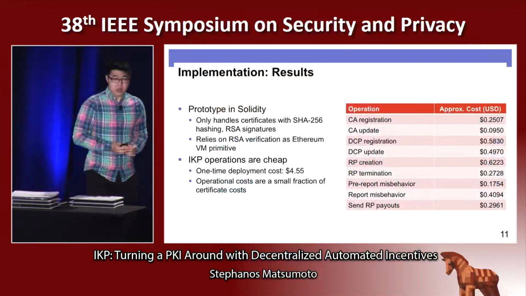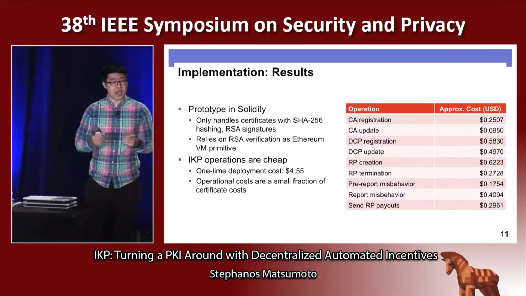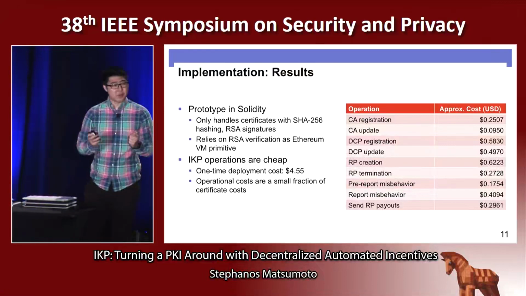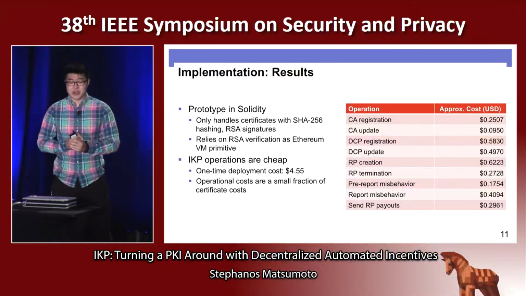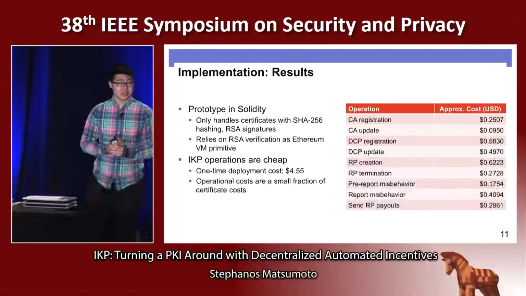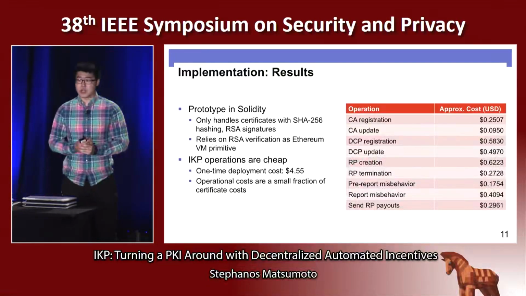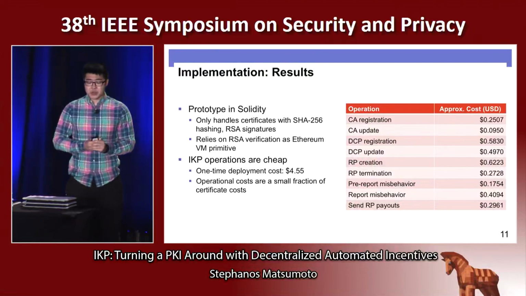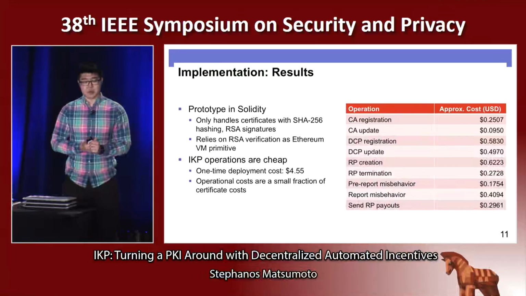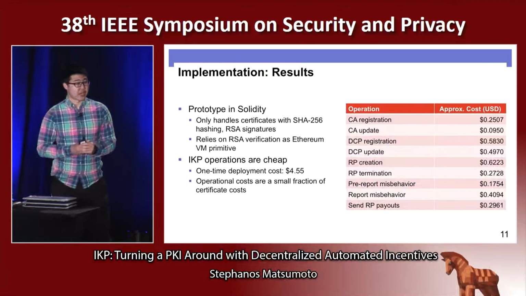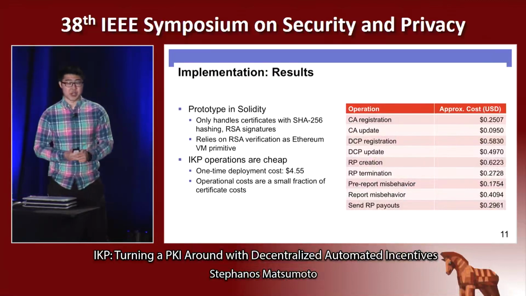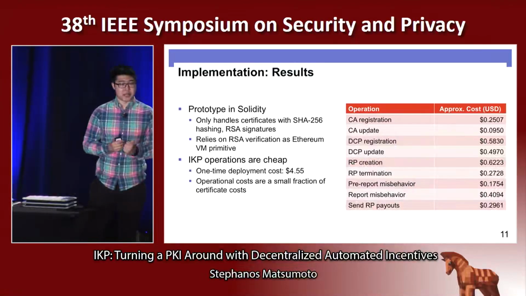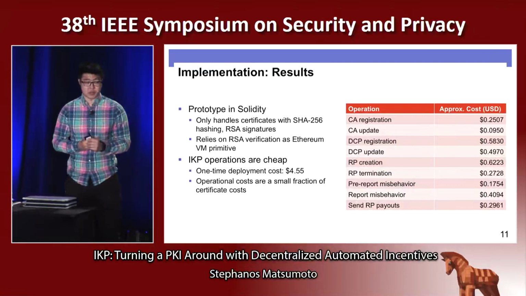We implemented our prototype in Solidity, which is a high-level blockchain programming language which resembles JavaScript. At the moment, our prototype only handles certificates that are hashed with SHA-256 and signed with RSA, which is still a vast majority of TLS certificates today. And in order to approximate the cost of all of our operations, we had to rely on RSA verification as a primitive in the Ethereum virtual machine. This is not an existing feature in Ethereum, but it is planned for inclusion in the near future.